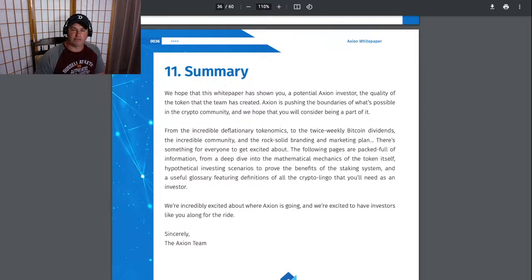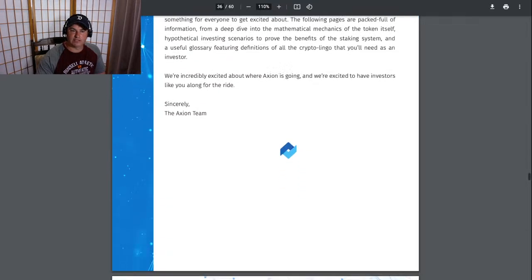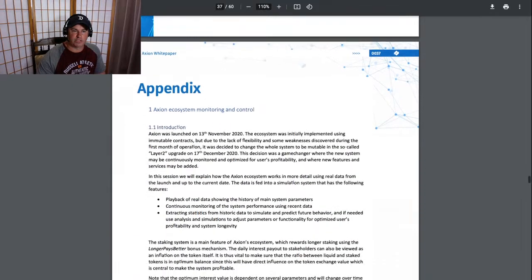The following pages are packed full of information, from a deep dive into the mathematical mechanisms of the token itself, hypothetical investing scenarios to prove the benefits of the staking system, and useful global features, definitions of all the crypto lingo that you'll need as an investor. We're incredibly excited about where Axion is going, and we're excited to have investors like you go along for the ride. Sincerely, the Axion team, which is pretty awesome. That's a really nice poetic summary, and very cool indeed. So let's see if there's anything else. I think there's a couple more. There's the appendix. So we've got the appendix here.